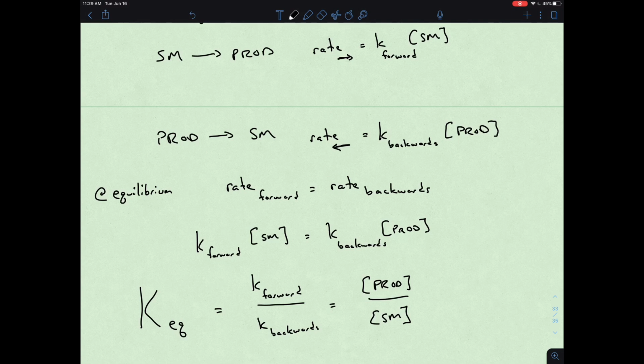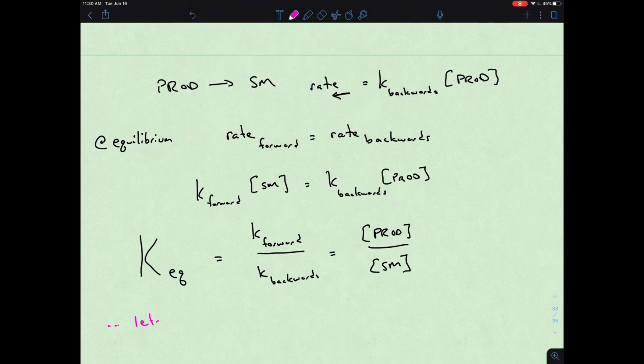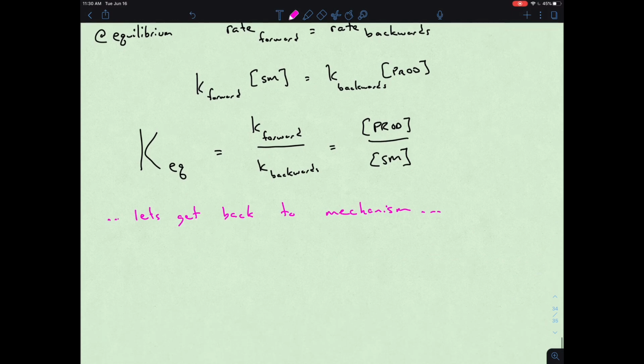All right, so that means we have to go back now to that mechanism. We've had a crash course here in equilibria, which is actually the next module that we'll get into. But here, I'm just introducing it with the nature of the mechanism. So let's get back to the mechanism. Just to re-highlight where we're at, we have the bromine as our first step. That was a fast step. We then had our slow step.